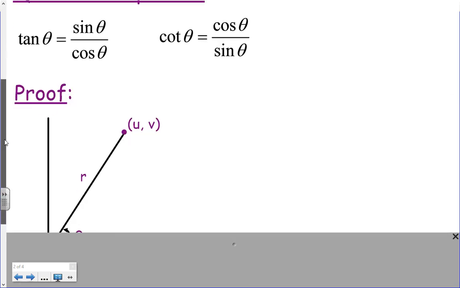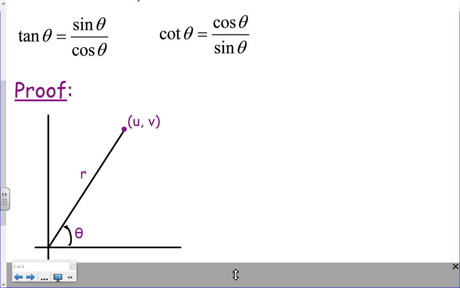So let's take a look at a point here. We'll call it UV. I've sketched it in the first quadrant, but it doesn't have to be in the first quadrant. It could be anywhere. Point UV, and I've marked that as a point on a terminal side of some angle theta. And we've measured the distance there from the origin to that point and called it R. So we've got our U, V, and R, in other words, from this.